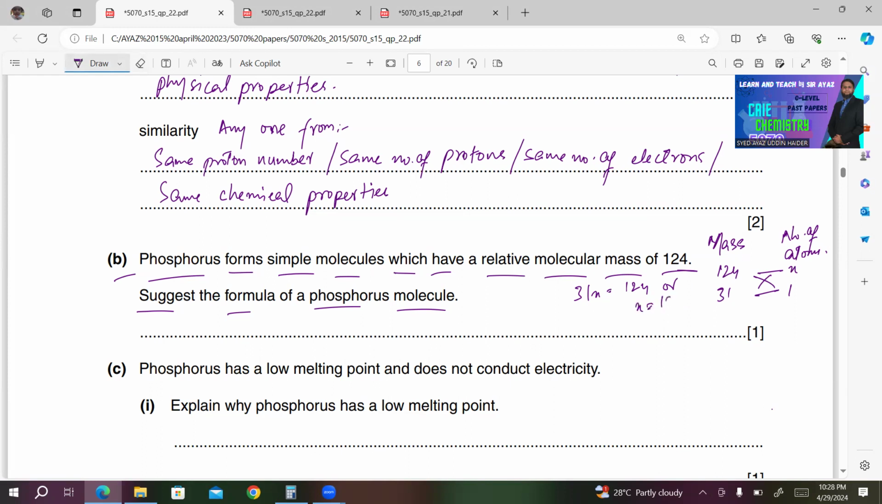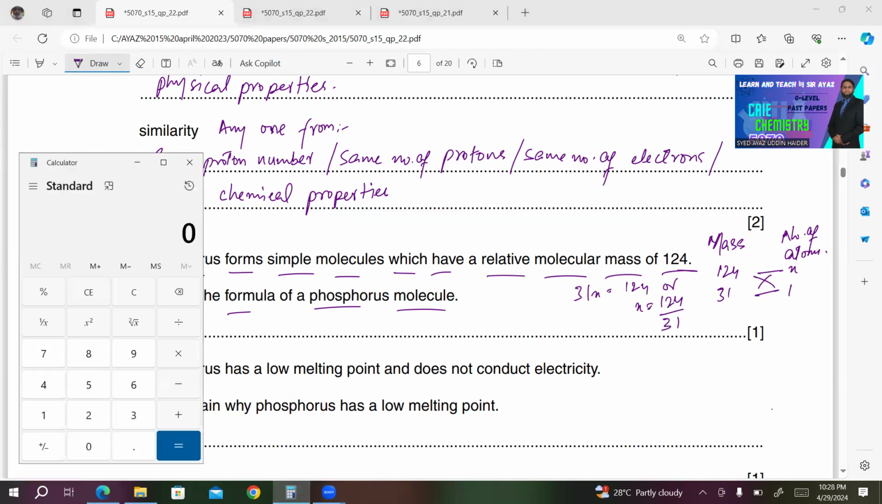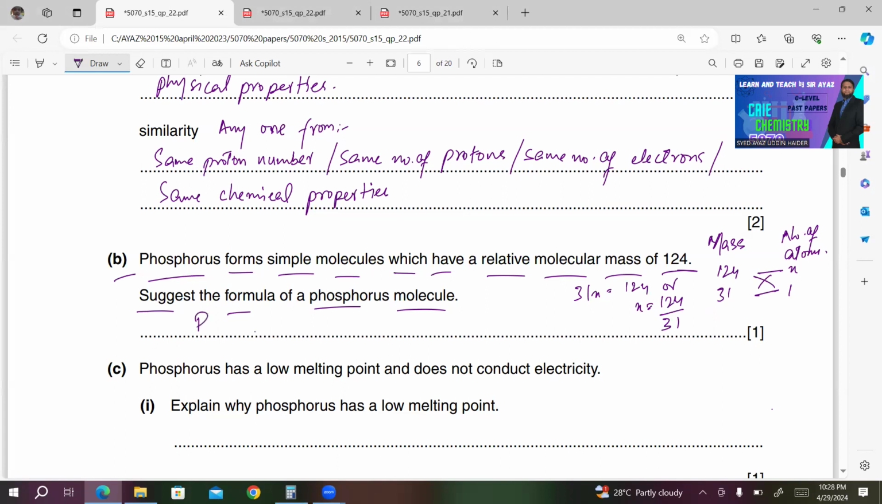X is equal to 124 by 31. Yeah, it's clear now. 124. So it must be 4. So the formula must be P4.